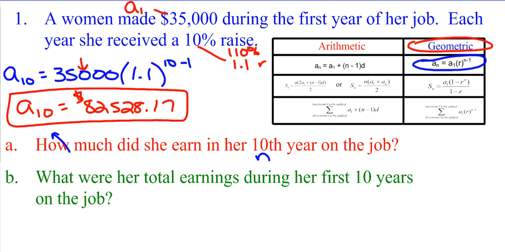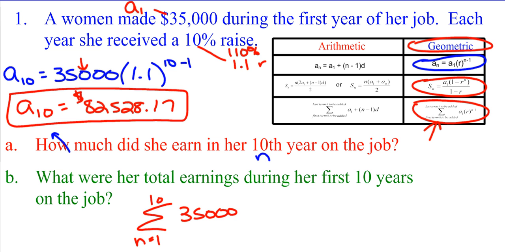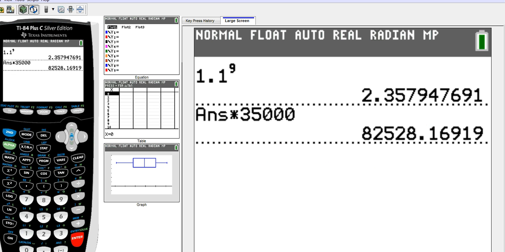Then part B says what were her total earnings during the first 10 years. So now we're adding year 1 plus year 2 plus year 3. So now that moves us into either of these formulas. I prefer this one because my calculator will do the work for me, and it's just a little bit quicker. So I'm going to find her summation from her first year of work to her 10th year. Remember, A1 still goes here according to the formula. Her R is 1.1. And remember with this one, on our calculator, we always leave that the variable. So N minus 1. I'm going to go to my calculator and plug that in.